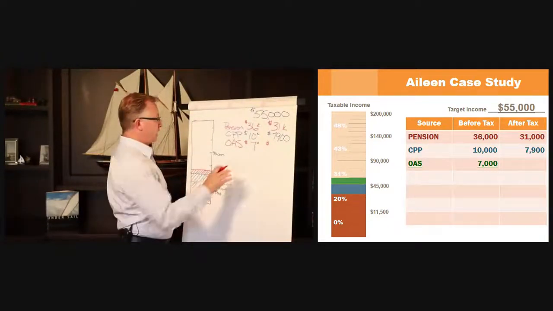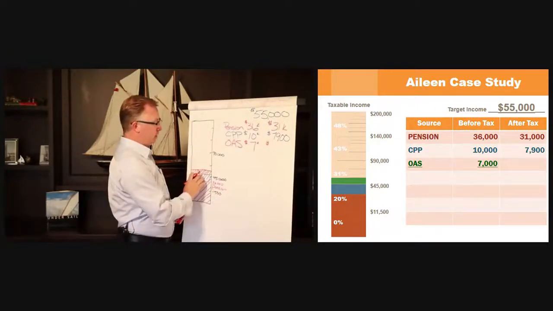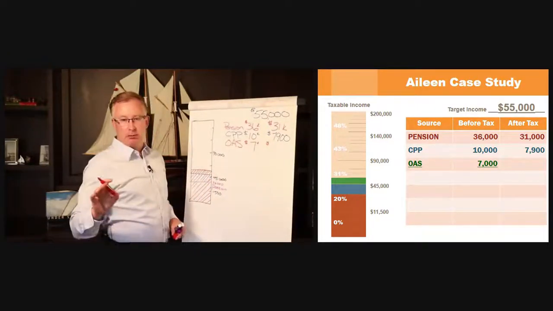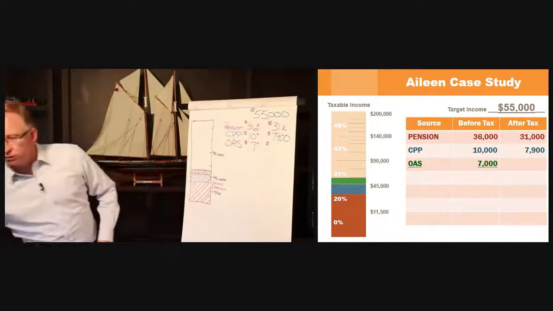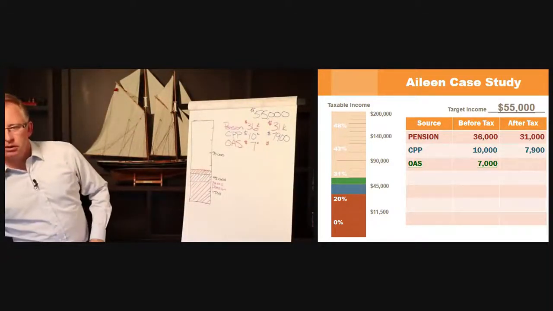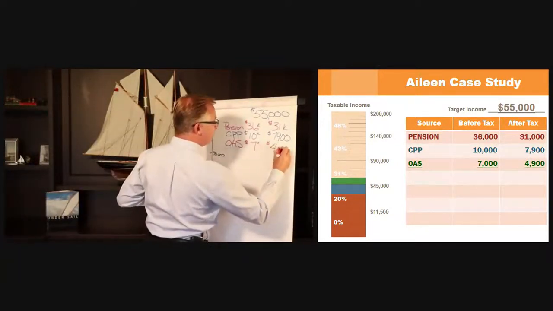The government's got to get paid. So the $7,000 goes into your taxable income tube, and it's all taxed at the marginal tax rate of 31%. So that gives you $4,900 in take-home pay after tax.